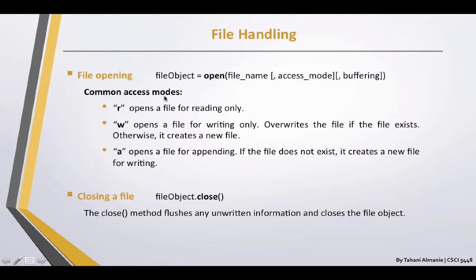We have different access modes. The common ones are W and A, and R for reading only, which is the default one. W is for writing, and if the file doesn't exist, it creates a new file. A is for appending, and it has the same behavior of creating a new file if it doesn't exist. To close a file, use the close method that flushes any unwritten information and closes the file object.